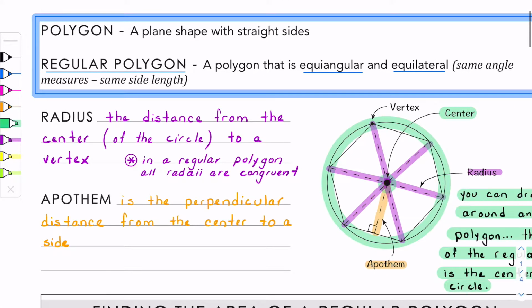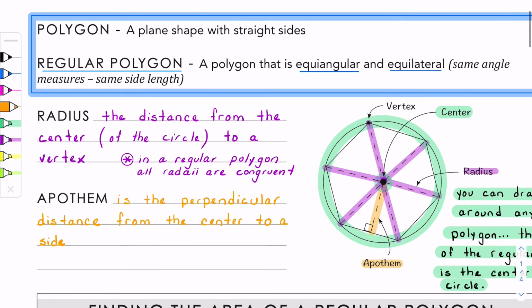Next is the apothem. The apothem is a perpendicular distance from the center to a side. The apothem is not the radius, so be very careful not to mix those up. I highlighted the apothem in orange. You can see it starts in the center and it just goes to the side of the regular polygon. It does not continue to the circle. It stops right there.